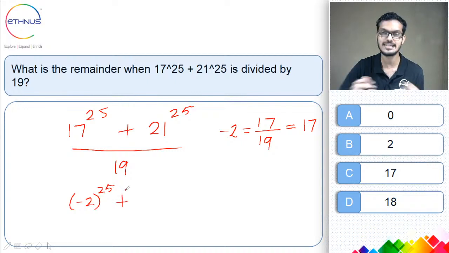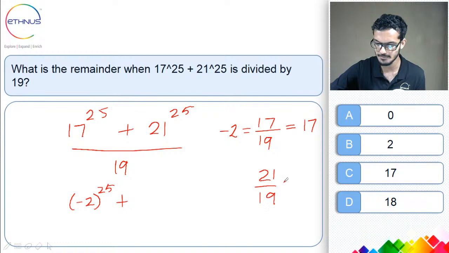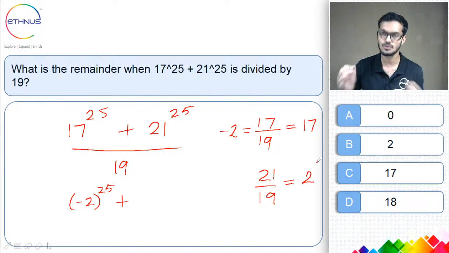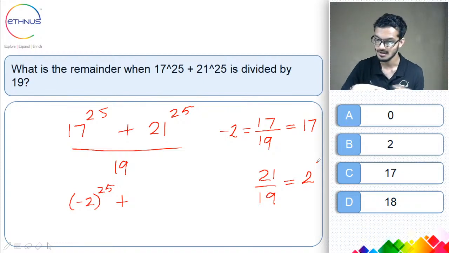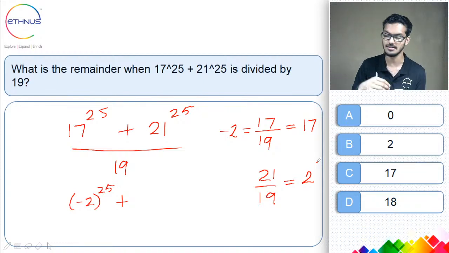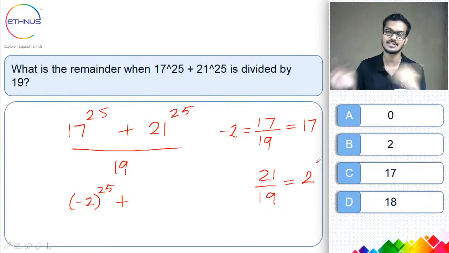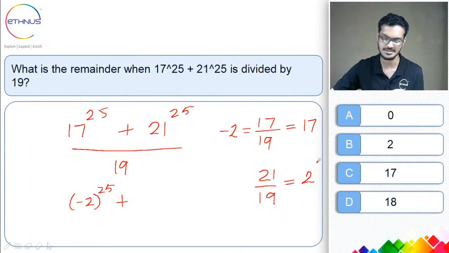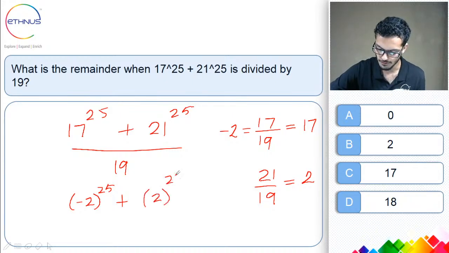And the other one, 21. So let me divide that also. 21 divided by 19. What is the remainder? It is 2. I'm not going to take negative here, because if I take negative, it will become minus 21 again. That is not necessary here. So it will be less than that. So it's not necessary. So let's take 2. 2 is smaller than that. So I'll take 2 to the power of 25 divided by 19.